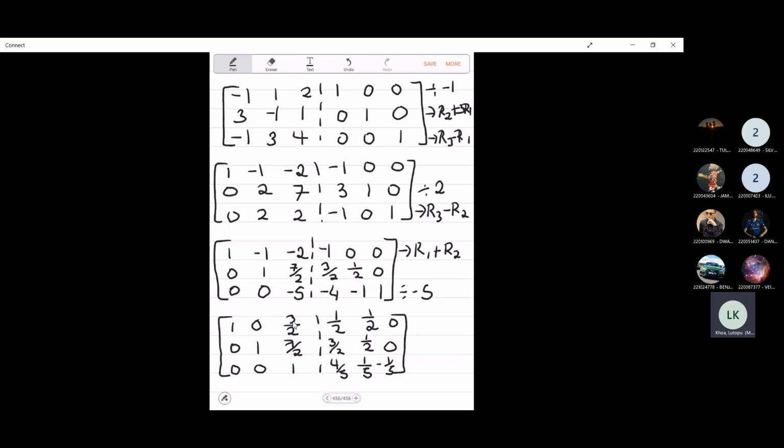Okay, so now we want to make these ones zeros. So to do that, we can multiply this row here by 3/2 and then subtract it. So we can say this is row 1 minus 3/2 row 3. And then the second one, we say row 2 minus 7/2 row 3. Okay, let me just take this to the other side.